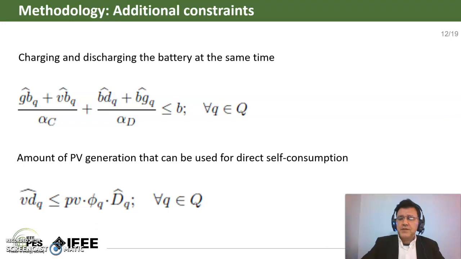Number 4. The physical region of transformed M1 includes the physical region of M1 and some additional points. Among these points are charging and discharging the battery at the same time, and the amount of PV generation that can be used for direct self-consumption. These points can be removed by adding the constraints shown on the slide, where parameter PQ is a measure of correlation between the demand and PV generation inside each TQ.